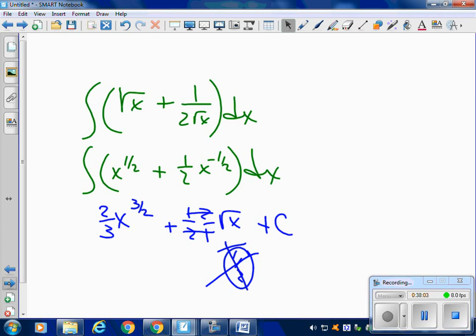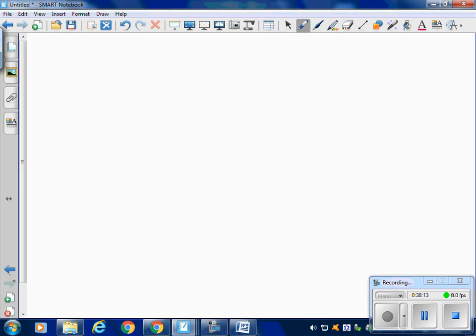What would you like to see worked from those? 38. Just 38? 38 takes quite a bit of trig substitution. Yeah, that's what I was trying to look for, or at least I'm thinking there's quite a bit.